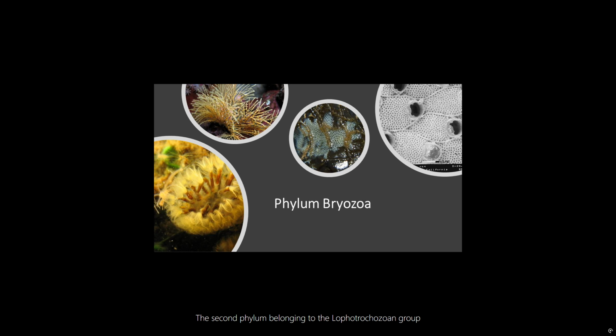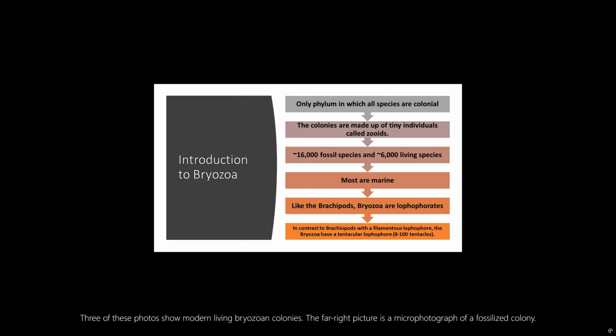The second phylum, belonging to the Lophotrochozoan group of bilaterian metazoans, are the Bryozoa. Three of these photos show modern living bryozoan colonies. The far right picture is a microphotograph of a fossilized colony. The Bryozoa are the only phylum in which all species are colonial. The colonies are made up of tiny individuals called zooids. There are approximately 16,000 fossil species and 6,000 living species of bryozoa, and most are marine, like the brachiopods.